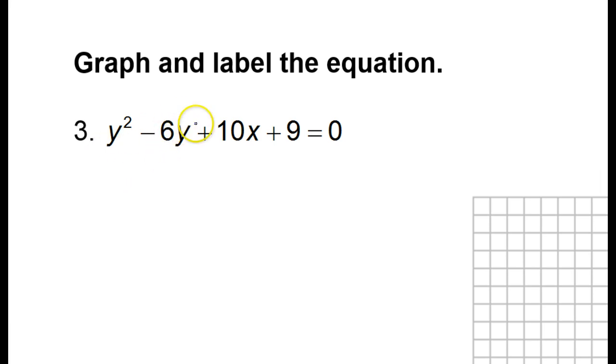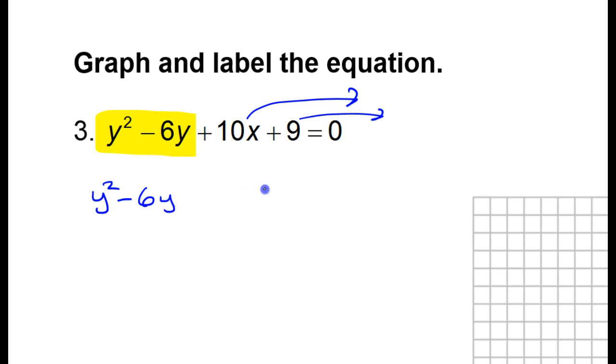You want the squared variable to be on the left side of the equation. So I see that the y is squared. That means I want all of the y terms on the left side of the equation. The x is not squared anywhere. So that means I'm going to move the x term and any constant over to the right hand side, in this case by subtracting each of these. So if I do that, I'm going to have y squared minus 6y, and then I'm going to have equals negative 10x minus 9. Now I left a little space here in which to complete the square.